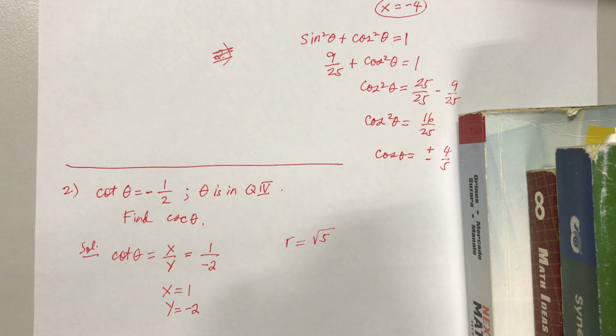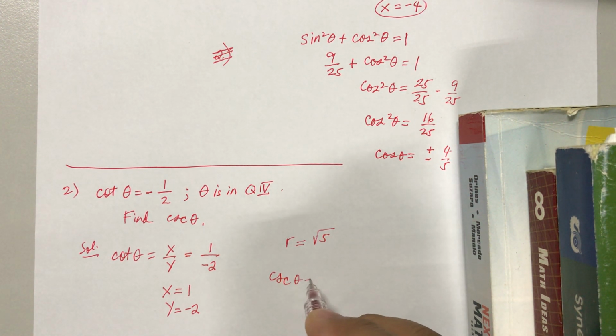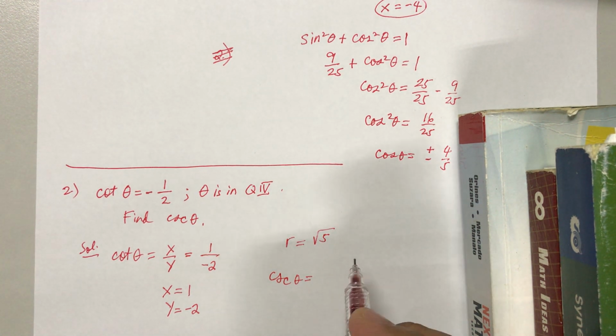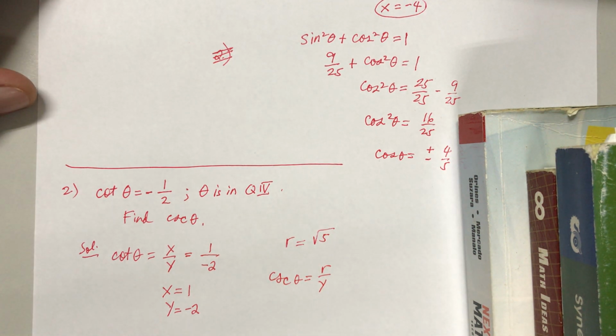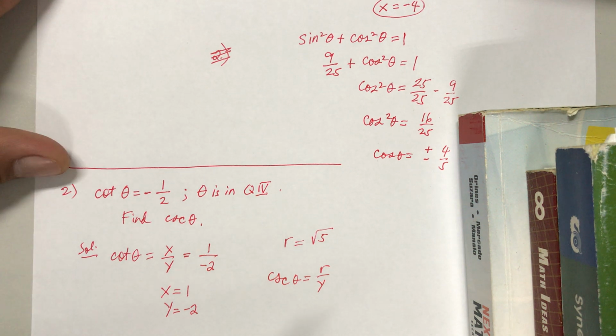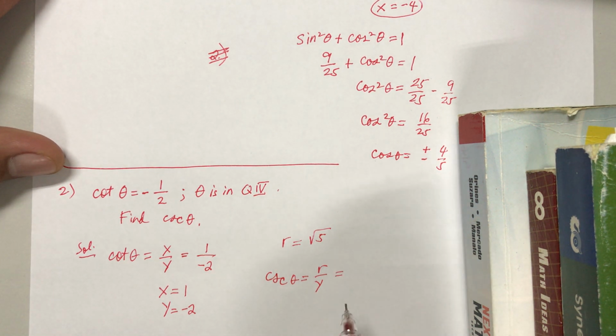So, since what you're looking for is cosecant theta, and cosecant theta is r over y, correct? Cosecant theta is the reciprocal of sin theta, which is defined as y over r, no? Cosecant theta is r over y. Therefore, cosecant theta is square root of 5 over negative 2. Okay.